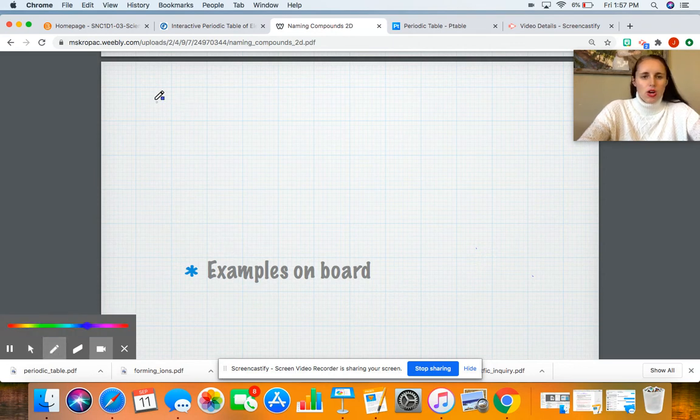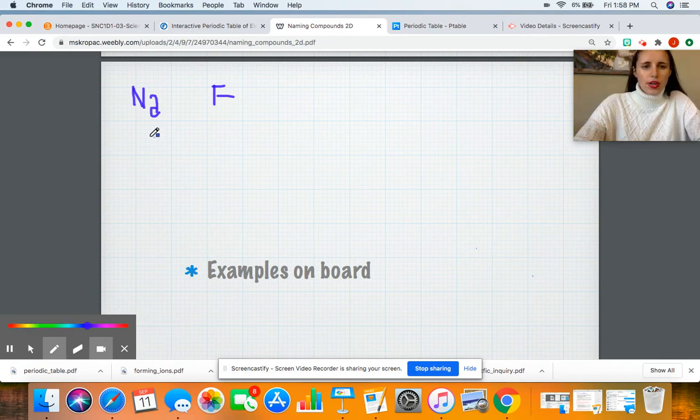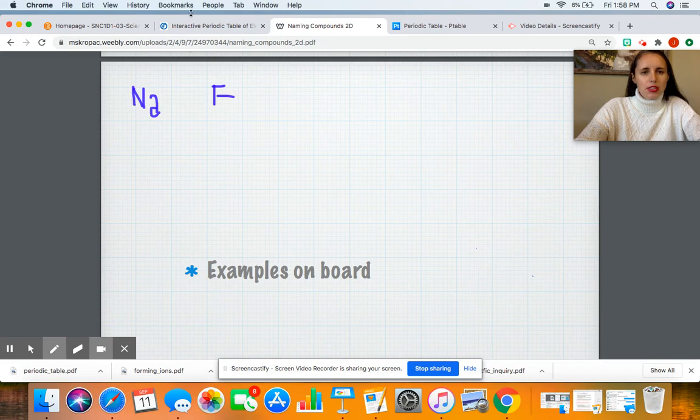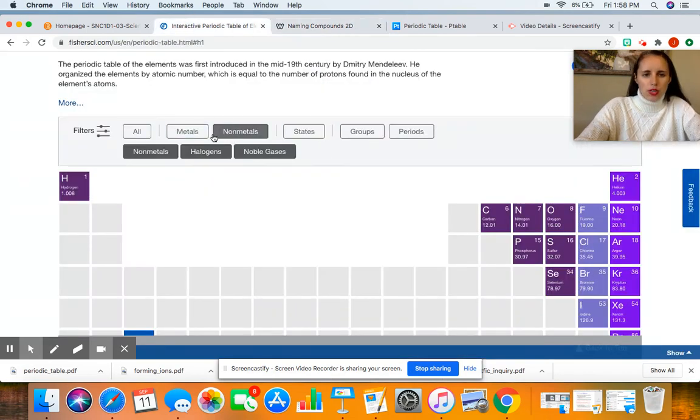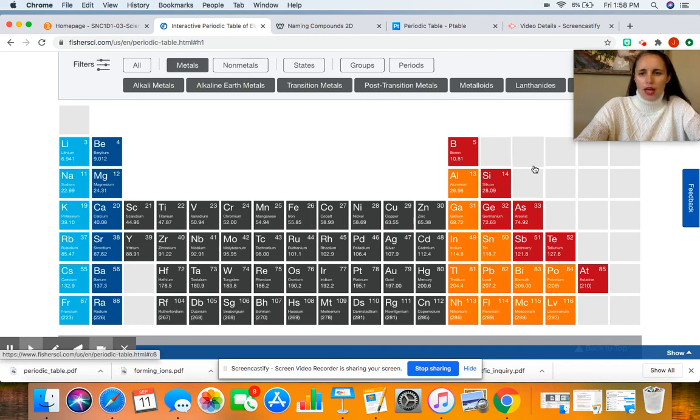I'm going to start with kind of an easy one. I'm going to start with sodium, and I'm going to start with fluorine. So here I've got sodium, here I've got fluorine. What I want to do is use a periodic table to check their charges. Sodium is in group 1 and fluorine is in group 17.